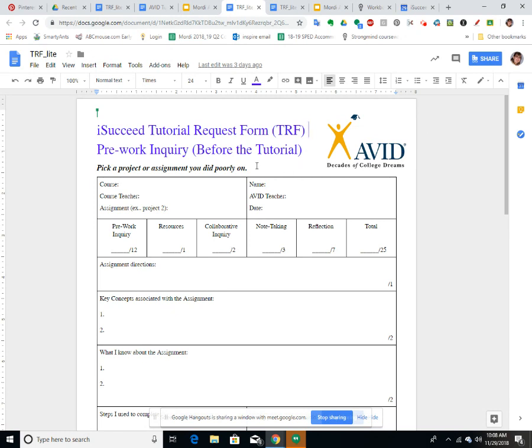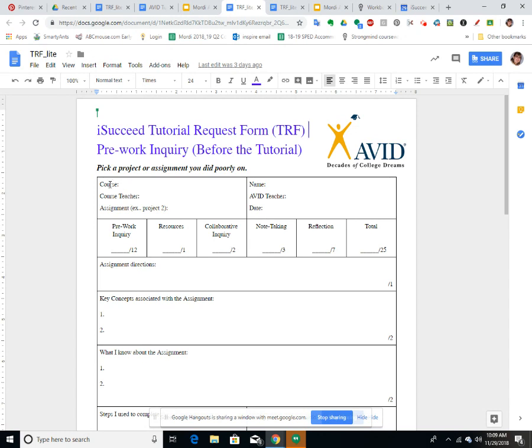You're going to pick a project or an assignment that you did poorly on. Maybe you submitted a project blank, because I know sometimes you do that when you're in a hurry, and so you got a 0 on it because you were confused about the project or still had questions and didn't want to look at it in depth. Or it could even be a discussion where you didn't quite understand the question, and so you didn't get full points from the teacher. You're going to identify one assignment that you did poorly on, and then fill out the TRF form based on that particular assignment.